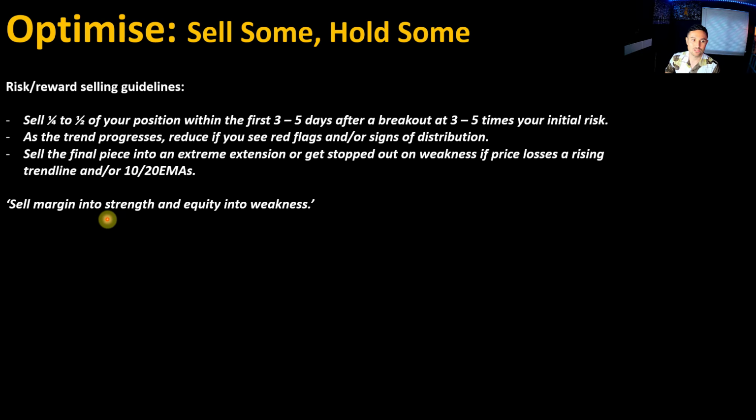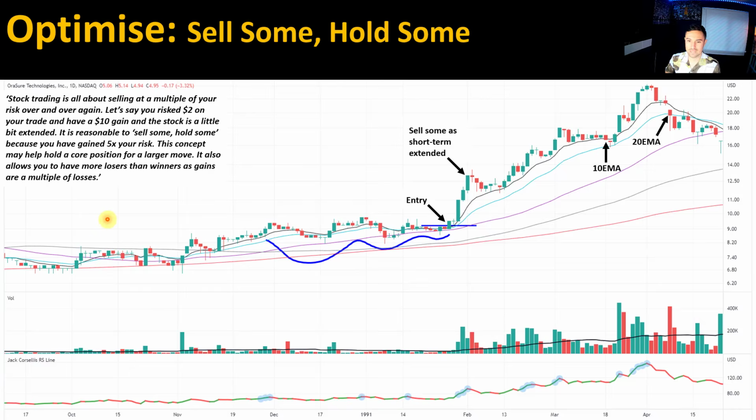Sell margin into strength and equity into weakness. Sell some, hold some. So here is just a visual example of that. Stock trading is all about selling at a multiple of your risk over and over again. Let's say you risk $2 on your trade and have a $10 gain and the stock is a little bit extended. It's reasonable to sell some, hold some, because you have gained 5x your initial risk.